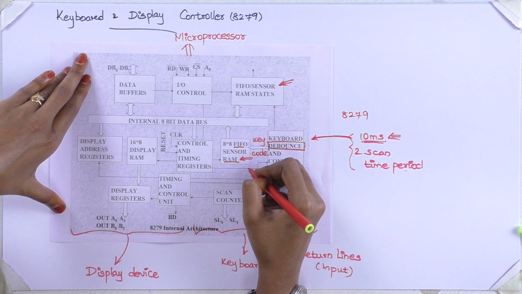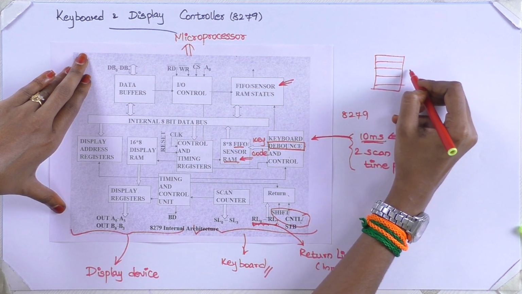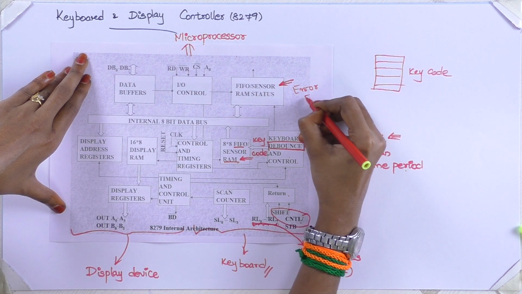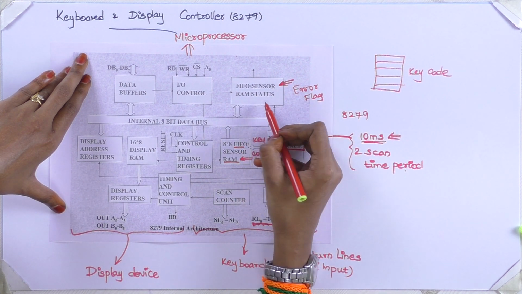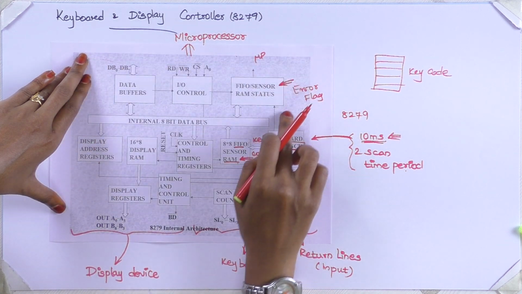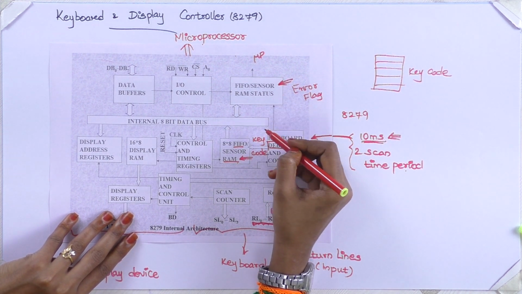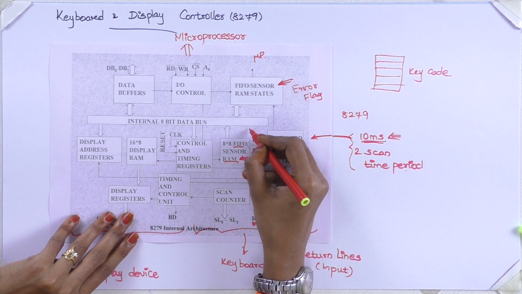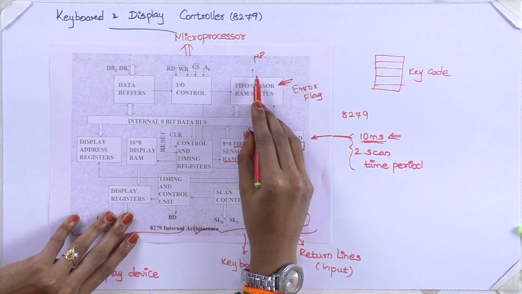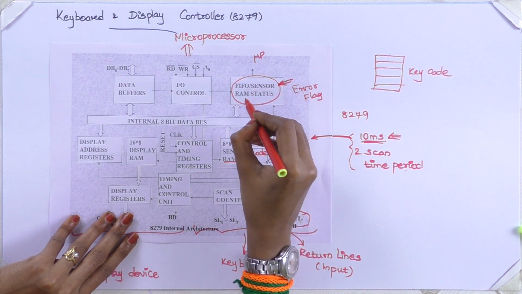If the RAM is full, if all the RAM space is filled with key codes, an error flag will be set by the 8279 and indicated to the processor. As I already told you, all these blocks will be connected with the processor. This section is directly connected with the processor. Once the RAM is full, an error signal will be sent by the 8279 to the processor to indicate that the RAM is full. By seeing this error flag, the processor will start to fetch the data from the RAM memory. So this block will tell you the status of the RAM memory.